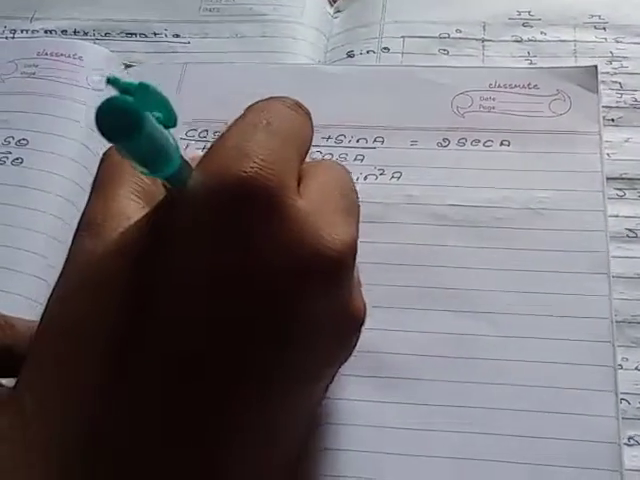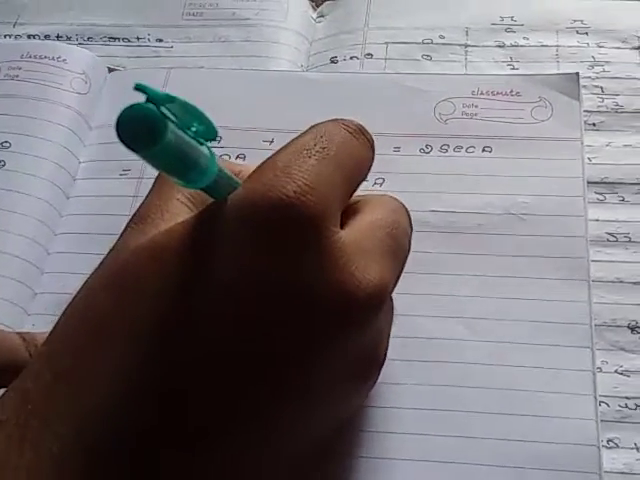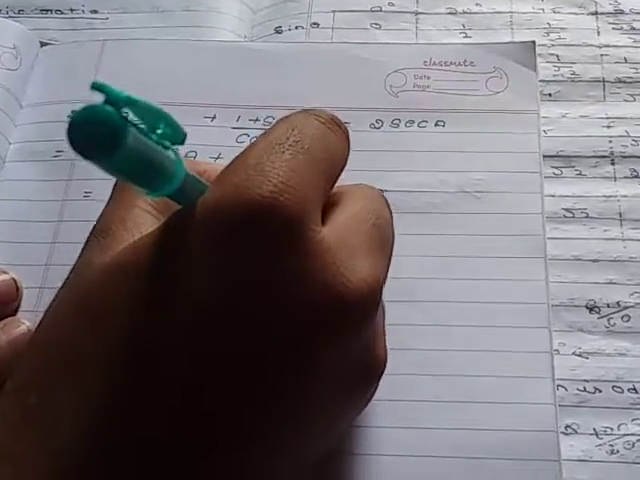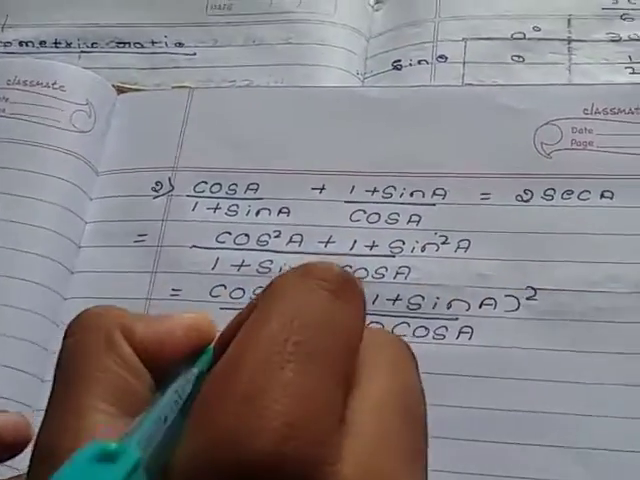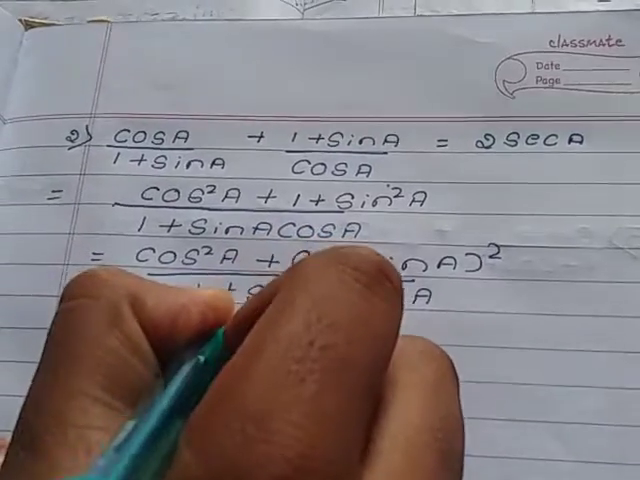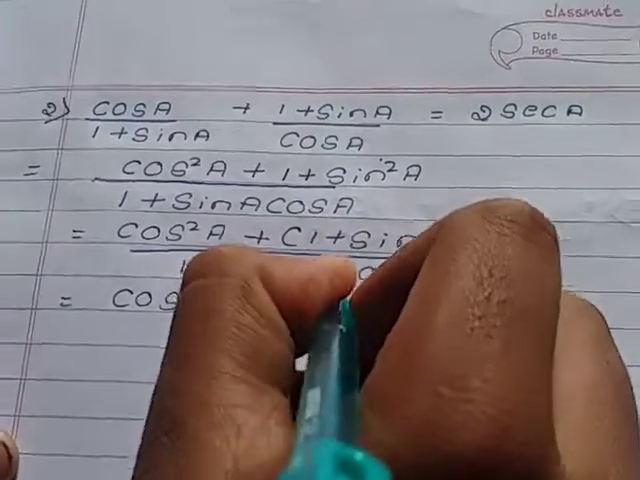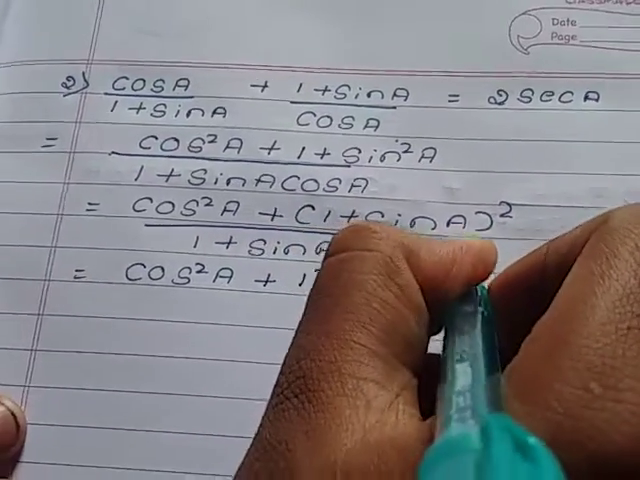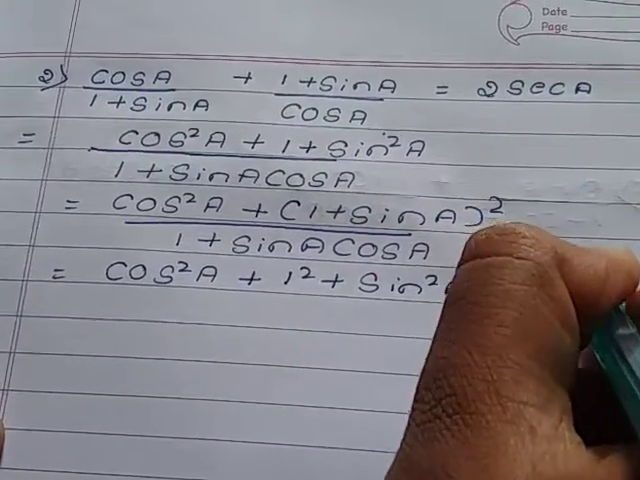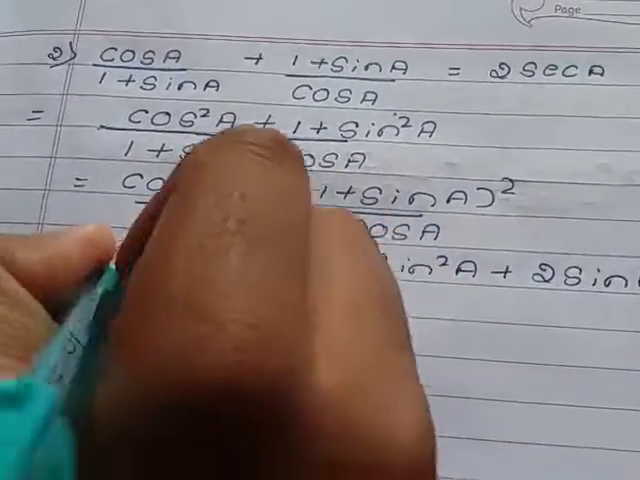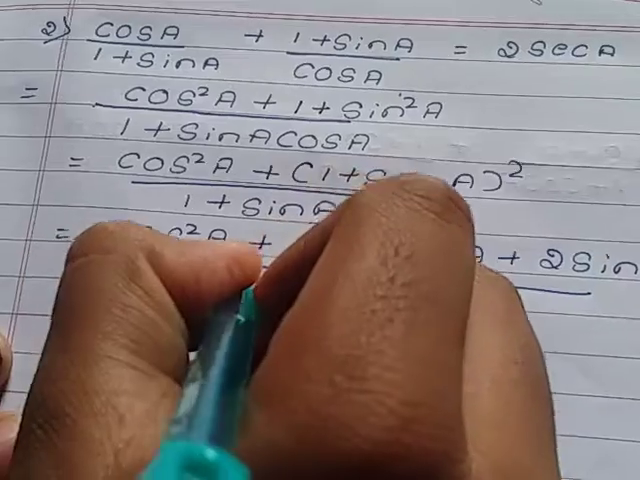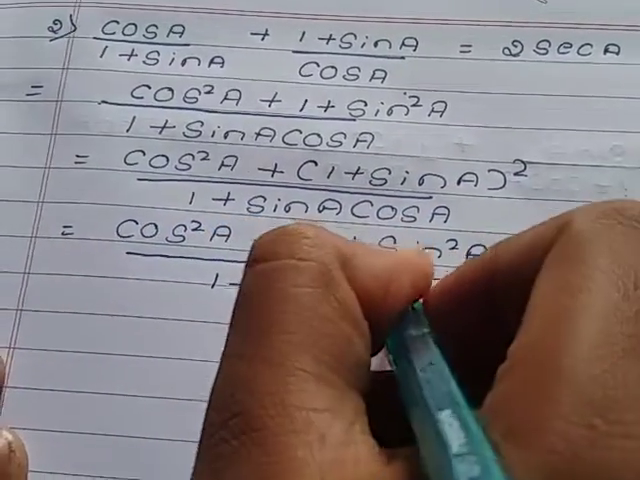So now consider cos square a plus 1 plus sin square a as the whole form. We can write 1 plus sin a whole square, that divided by 1 plus sin a into cos a. Now a plus b whole square is a square plus b square plus 2ab, so 2 sin a, that divided by 1 plus sin a into cos a.